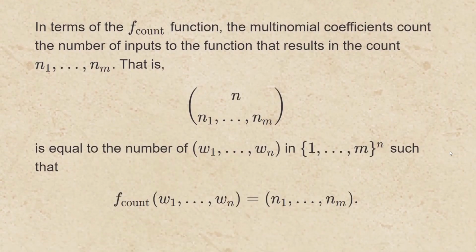In terms of the f sub count function, the multinomial coefficients count the number of inputs to the function that results in the count n sub 1 up through n sub m. That is, this multinomial coefficient, n choose n sub 1 through n sub m, is equal to the number of sequences of length n using elements of 1 up through m, such that f count applied to that sequence has n sub 1 1s, n sub 2 2s, and so on up through n sub m values m.